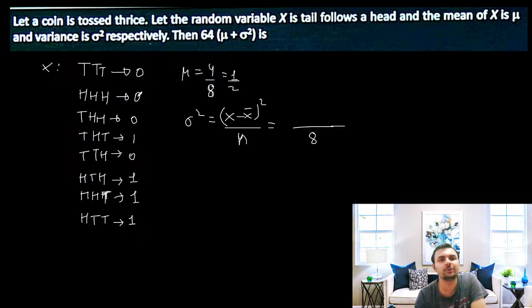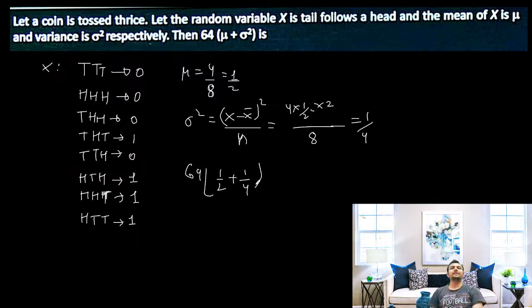So 1 by 2, 1 by 2, 1 by 2, 1 by 2. 4 into 1 by 2 whole square, and it is also 1 by 2, so into 2. So it is 1 by 4. So if you see 64, 1 by 2 plus 1 by 4. It is nothing but 3 by 4, which is 48 is the answer.